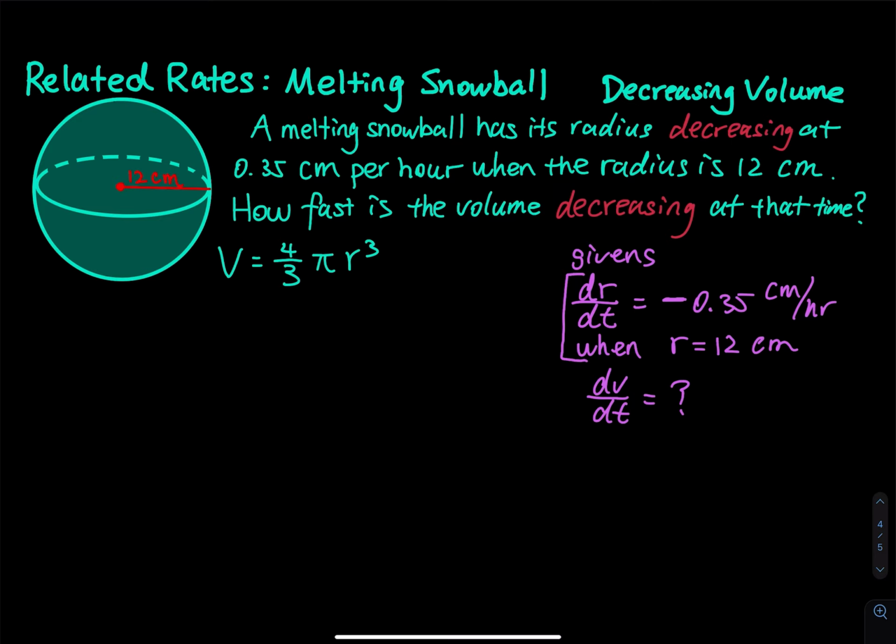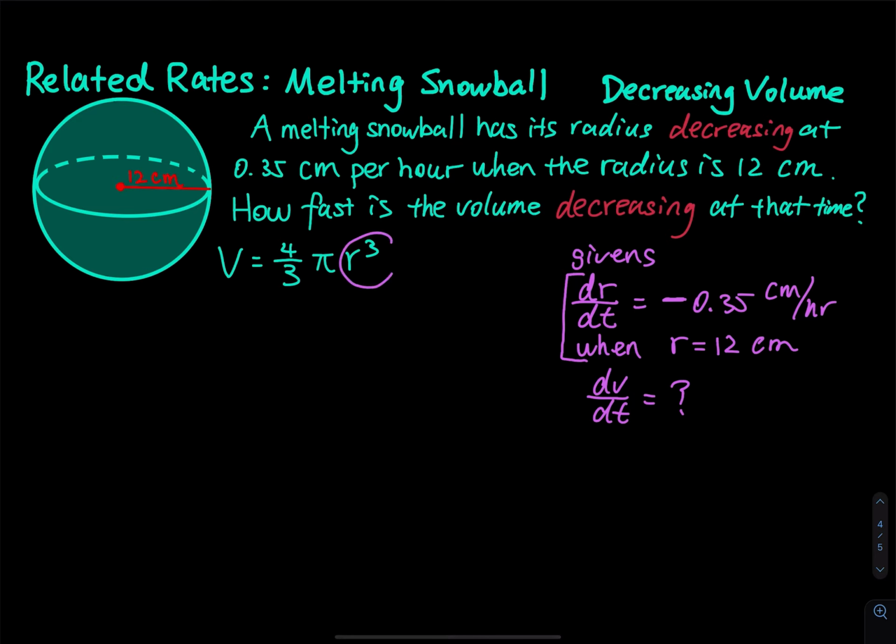All right, so the next question is, should I just plug in 12 into the volume formula right now? The answer is no, because volume is changing with respect to time. If you plug in 12 right now, the derivative becomes 0. So do not plug in 12 right now, because the variable r is changing with respect to time.